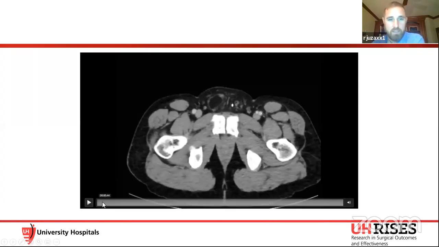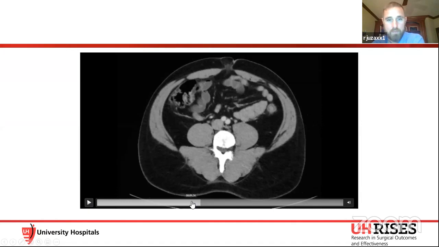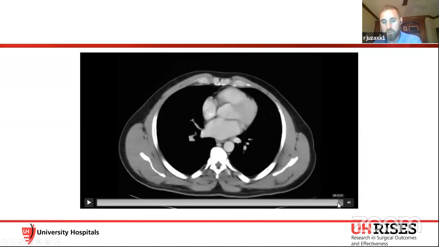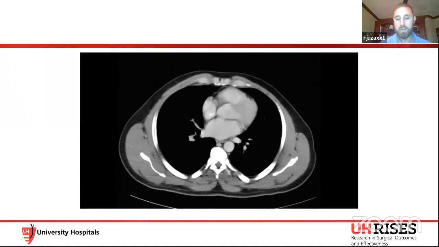So then just finally, sort of a top down, how I do it. When I get patients referred for a large hernia, this is how I read their CT scan.